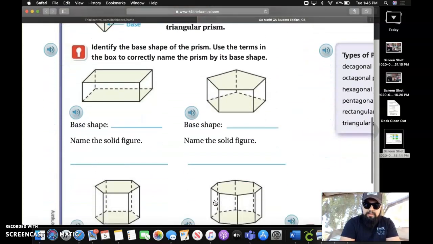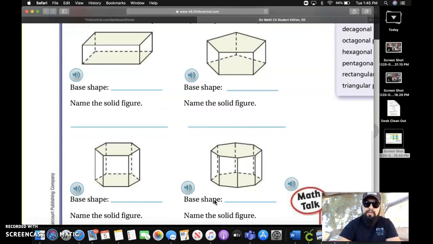So if we look down here at these examples, you could see the different highlighted parts of these three-dimensional figures. And are those highlighted parts, are those the bases or are those the lateral faces?